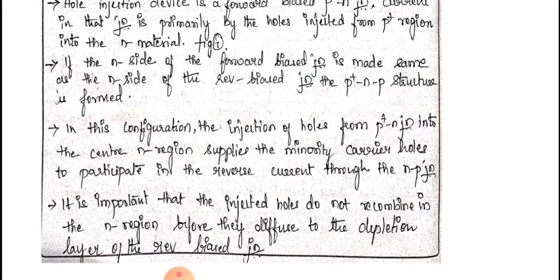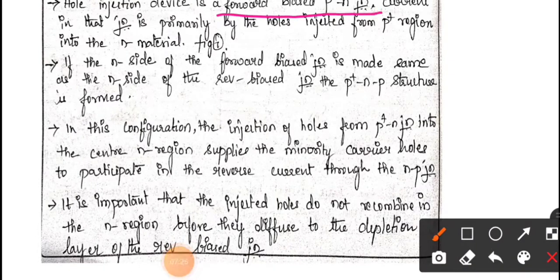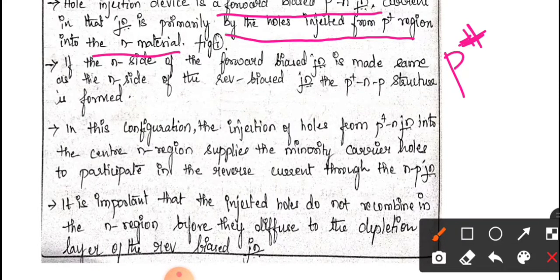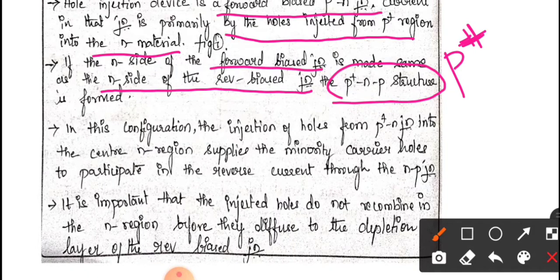So see here, the hole injection device we are considering is a forward biased P plus N junction. P plus means heavily doped P region. So the injection device is a forward biased P plus N junction, and current in the junction is primarily by the holes injected from the P plus region to the N material. The N side of the forward bias junction is made the same as the N side of the reverse bias junction. Thus the P plus NP structure arises.